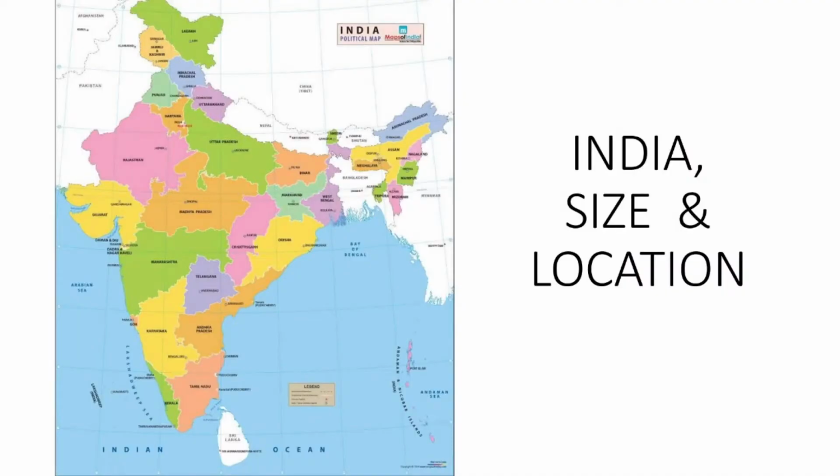And today I am going to teach you geography, chapter number 1, that is India, size and location. So let's know about our country India. This chapter is divided into 4 parts. Part 1, India's location. Part 2, India's size. Part 3, India and the world. And the last but not the least, India's neighbors.